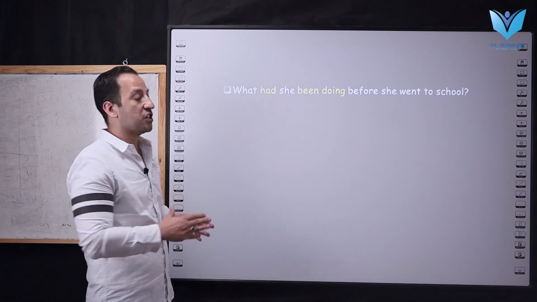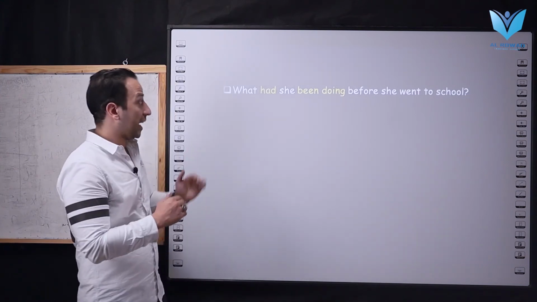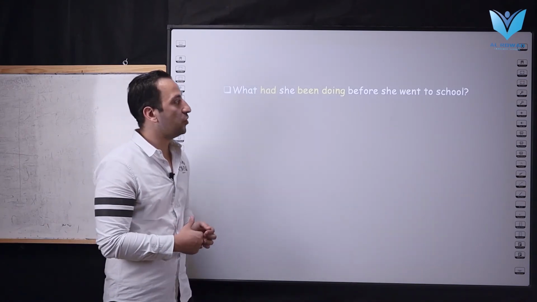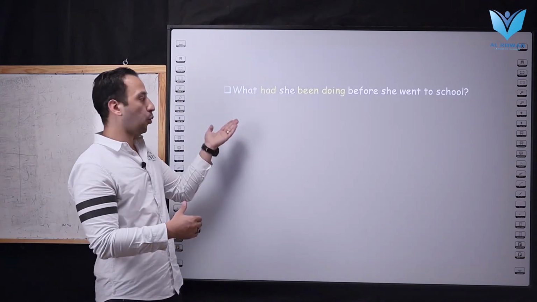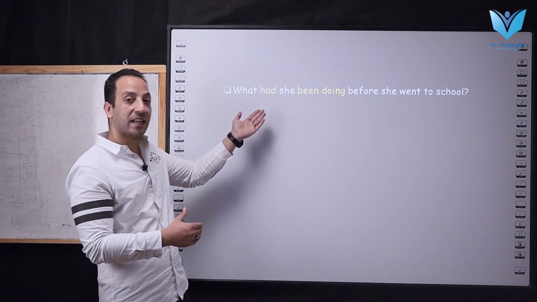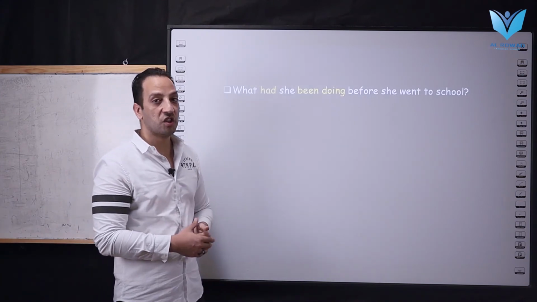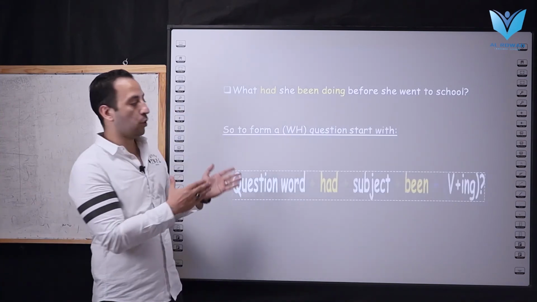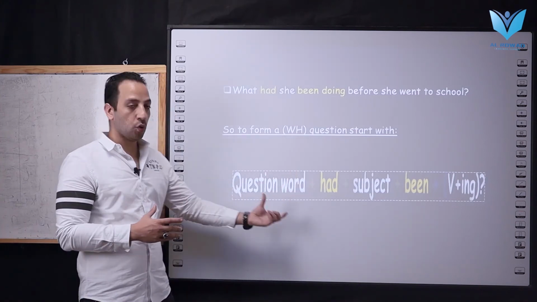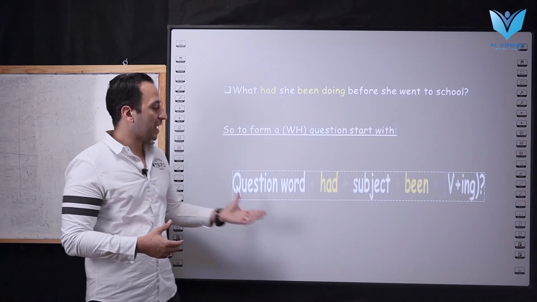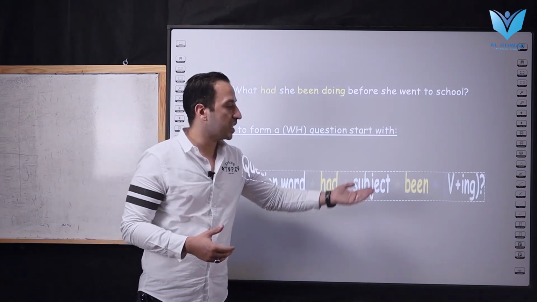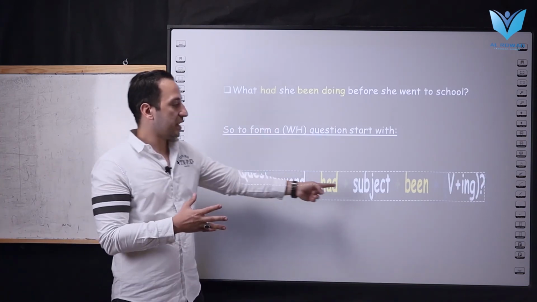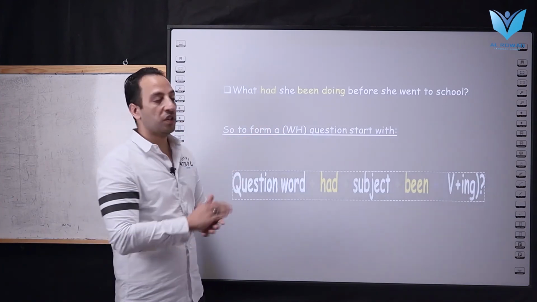How can I make a WH question in past perfect continuous? Look at this example and try to guess. What had she been doing before she went to school? I started with a question word, what. After that, had, subject, been, plus verb, plus ing. So it's clear here. How can I form a WH question? To form a WH question, start with a question word like what, where, when, and so on, plus had, plus subject, plus been, plus verb, ing. Like here, what is a question word, had, she is a subject, been doing before she went to school.